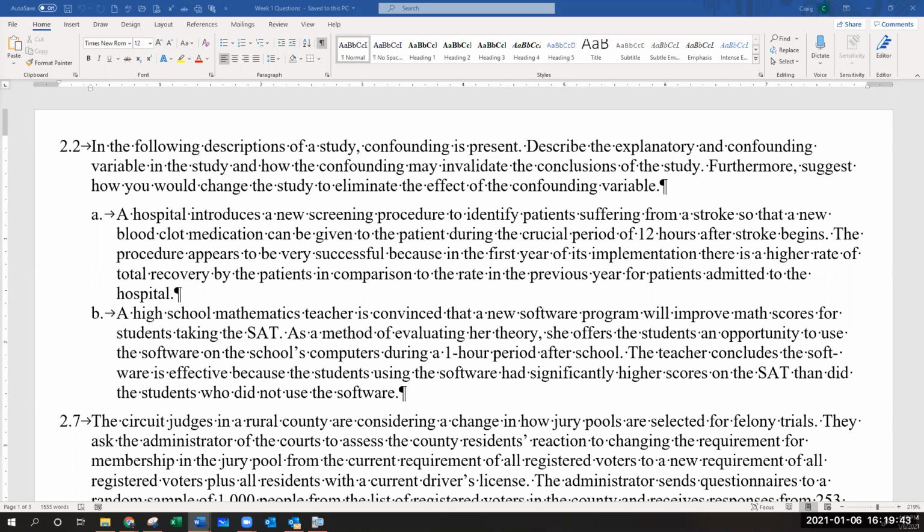And my hypothesis is going to be that this new intervention, this new blood clot medication, causes higher rates of recovery. And then you test that hypothesis to see if it's true or not. So the explanatory variable is the thing in your hypothesis that you think is causing this difference, this observed difference.